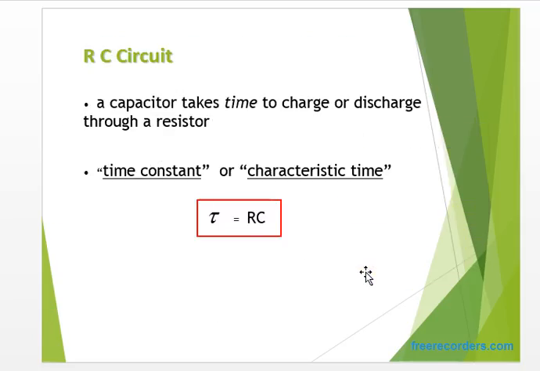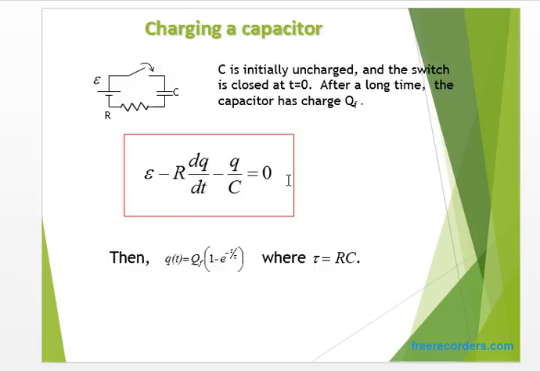Now let us come back to what the time constant is. A capacitor always charges or discharges through a resistor. Time constant is defined as the product of resistor and capacitor, and this is also called the characteristic time. How does the capacitor charge? E is the voltage applied across the combination of resistor and capacitor. As I said, a capacitor charges or discharges through the resistor, so a resistor has to be there in the circuit. C is initially uncharged. Switch is closed. After a long time, the capacitor has a charge Q.